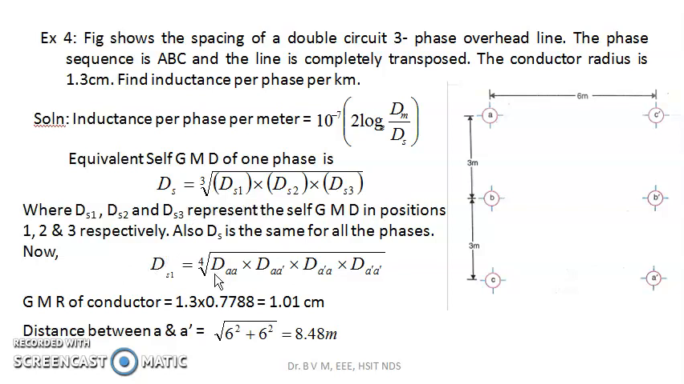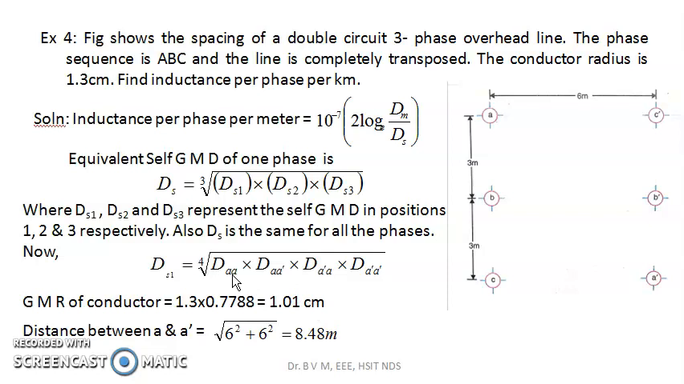Just now I have explained. ds1 has 4 components: daa, daa dash, da dash a, and da dash a dash. The same thing I have written here. And daa and da dash a dash are nothing but the GMR of a conductor, that is r dash. r dash is equal to 0.7788 into r, where r is the radius of the conductor. The radius of the conductor is 1.3 centimeter. So what we will get is 1.01 centimeter.